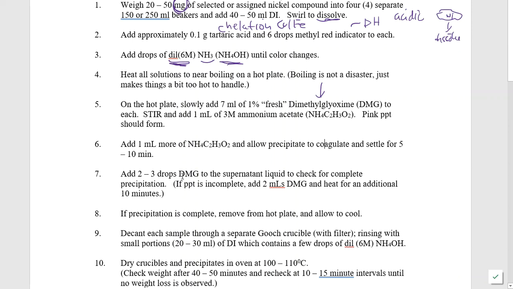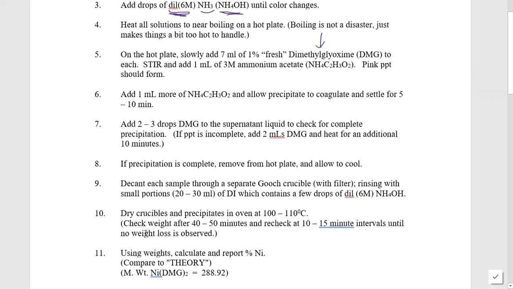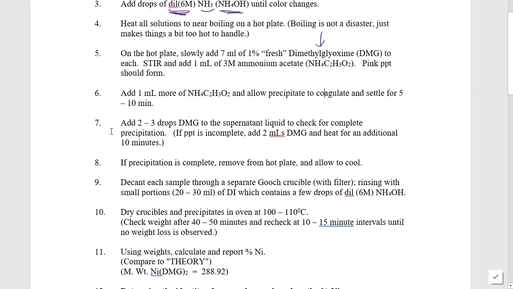Then add 2 to 3 more drops of DMG to the liquid that sits up above at the top, and see if you see any more precipitate that falls out of solution. If you do, that means there's more nickel that's still there, and you need to add more DMG in order to get that nickel out. Number 8, remove it from the hot plate. Number 9, after it cools, you're going to decant each of the samples through a Gooch Crucible with filter.